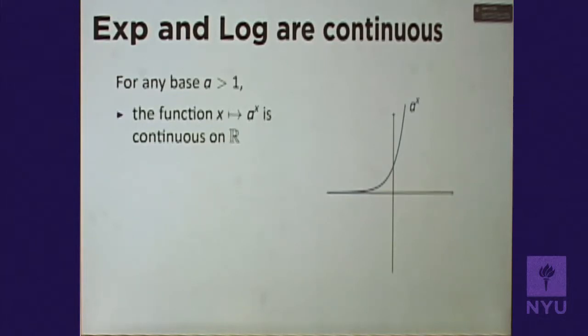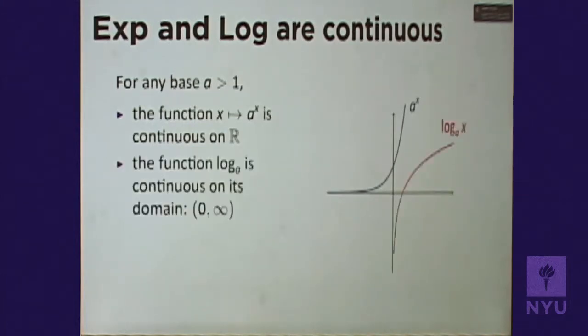Exponentials and logarithmic functions are a pair of families of functions. No matter what base we use for the exponential, the function which takes x to a to the x is going to be a continuous function on all real numbers. You see that it's a nice unbroken curve. At any point, the limit of the function at that point will be equal to the value of the function at that point.